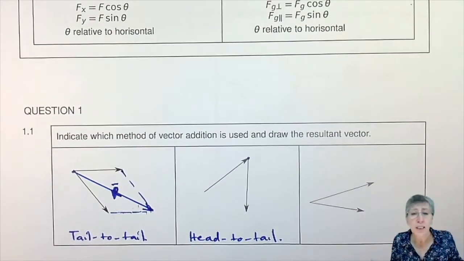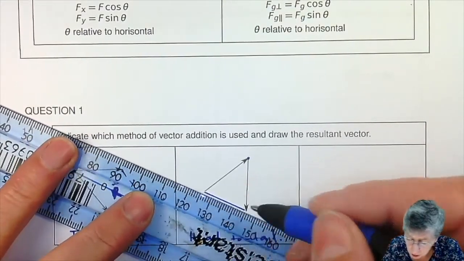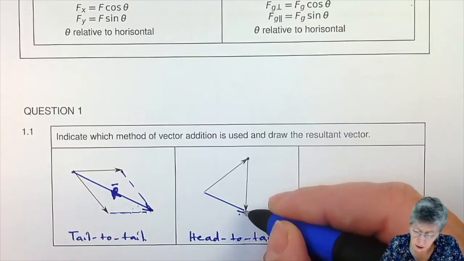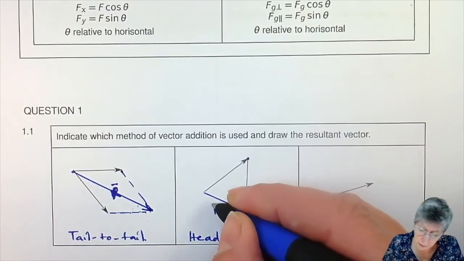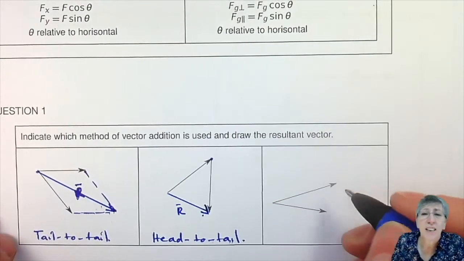Right, next up, if you look at this one, over there you will see this is head to tail. And for head to tail, the resultant starts where the first vector starts and ends where the last one ends. So the resultant is over there, and remember to have an arrow, otherwise it's not a vector, it doesn't have direction.